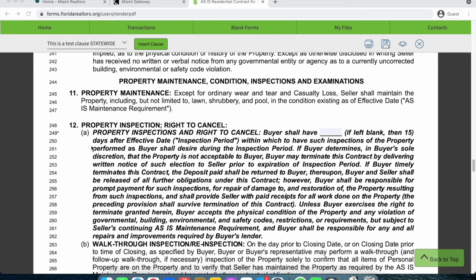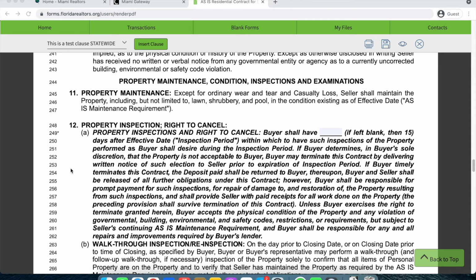Number 12 is property inspections and right to cancel. This is your first out on the contract. Whatever amount of time you specify there, whether it be 1 day to 15 days or 30 days, whatever you put there that the buyer is going to have as an inspection period, is the amount of time that he has to cancel. And he has the right to cancel, or she, I'm sorry, they have the right to cancel under their sole discretion. You can see where it says in buyer's sole discretion.